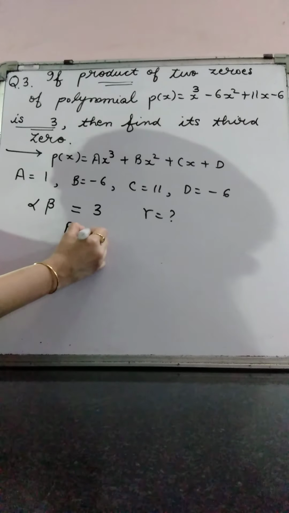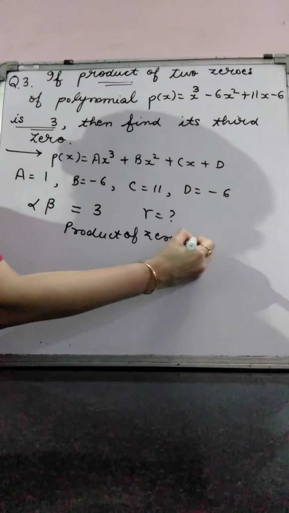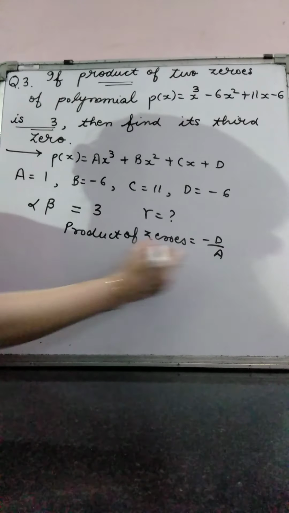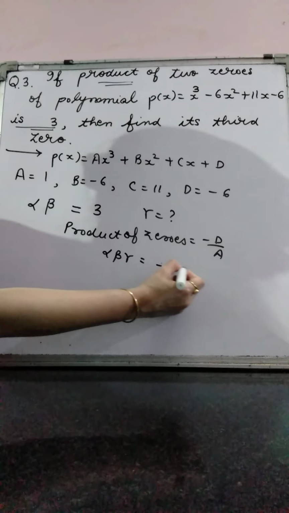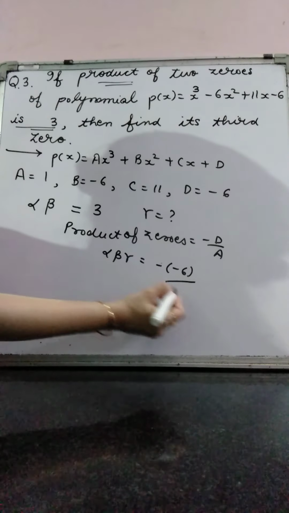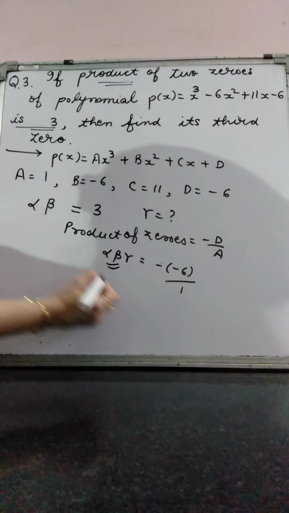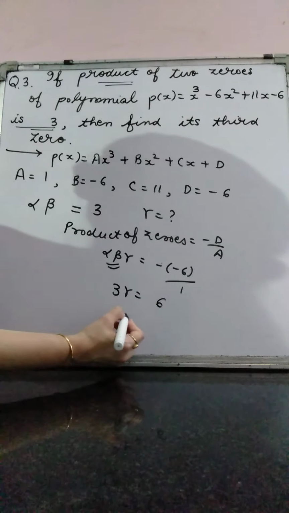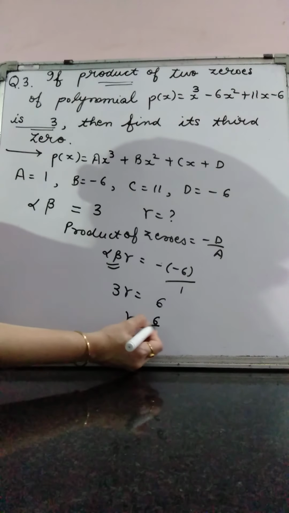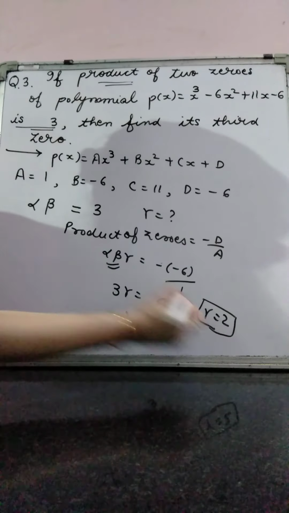Apply product of zeros is equal to minus d by a. Alpha beta gamma is equal to, for d substitute the value, for a substitute the value. Now substitute the value of alpha beta, that is 3. Minus minus converts to plus. So the value of gamma is 6 by 3, that is 2. This is the required third zero.